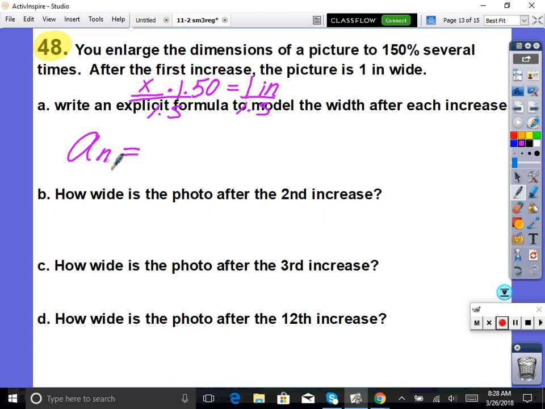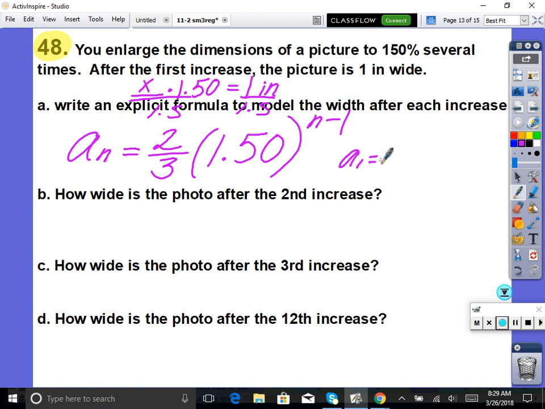So our a sub n is equal to a sub 1, which you said was 2/3 inch, 2/3. And then we're timesing by 1.5, and then raised to the n minus 1. Is that true? Now that makes sense because it says after the first increase. If you plug in 1, yeah, that'll work. But do you see how that kind of confuses people? So what would a sub 1 be? 2/3. So it says after the first increase, don't let the word first mess you up. That's a sub 2. That'd be our second term.